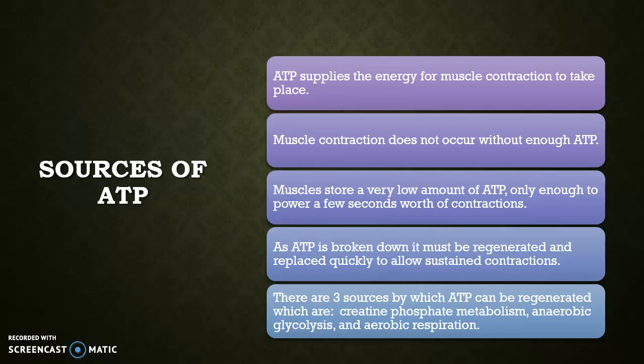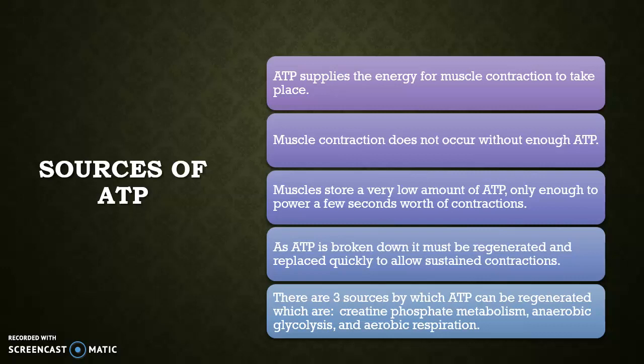Now that we know what powers muscle fiber contractions, let's learn more about ATP. ATP supplies the energy for muscle contraction to take place. Muscle contraction does not occur without enough ATP. Muscles store a very low amount of ATP, only enough to power a few seconds worth of contractions. As ATP is broken down, it must be regenerated and replaced quickly to allow sustained contractions.